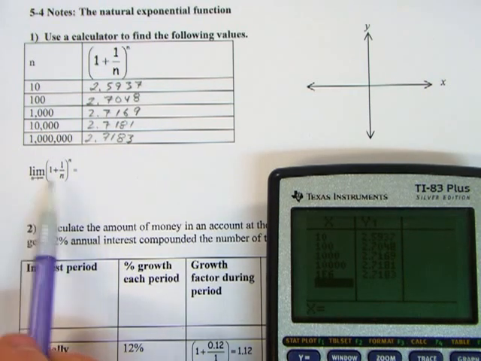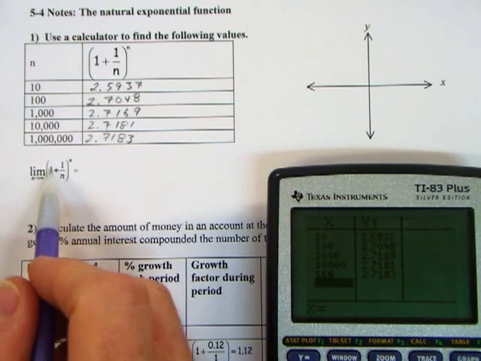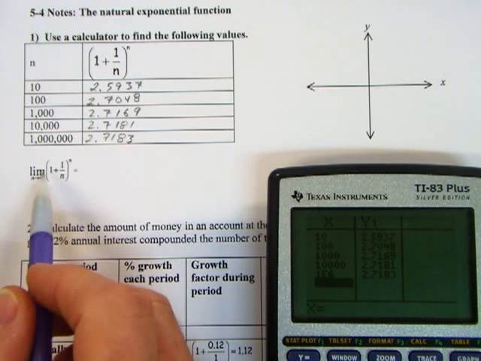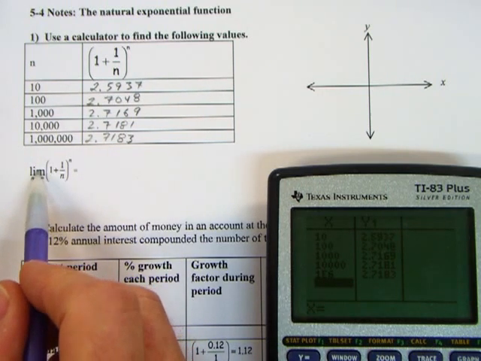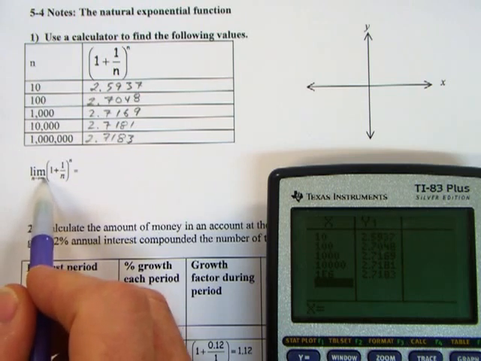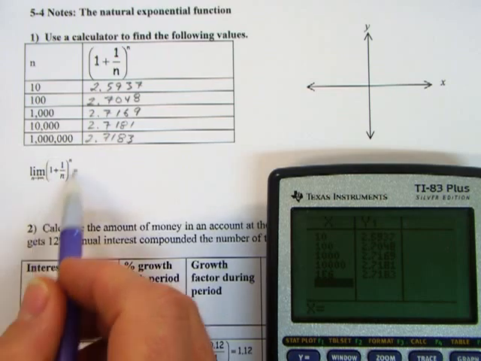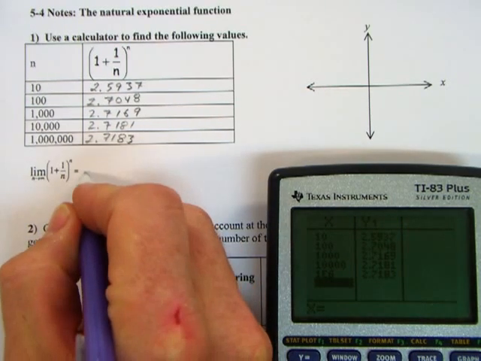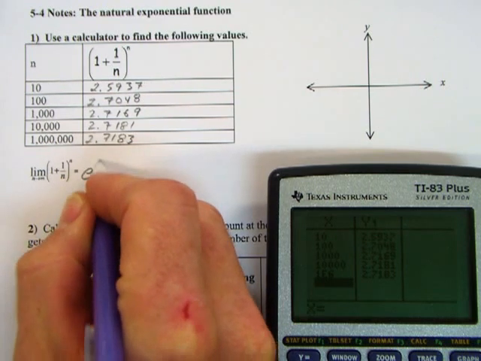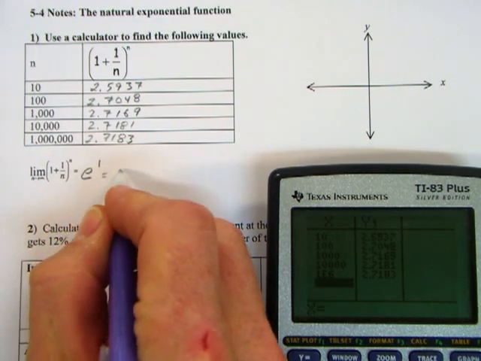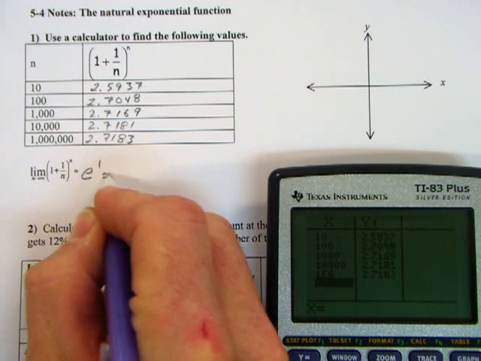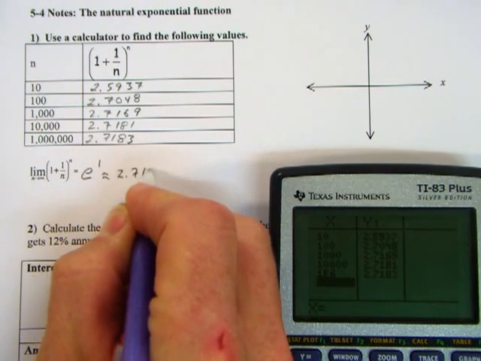Now this is red, and we're not going to get into limits big time right now. We're just going to introduce it a little bit. The limit as n goes to infinity, so the limit as n gets really, really big of this expression, 1 plus 1 over n to the n. And it turns out that this number is e to the 1, which is approximately equal to 2.71828.